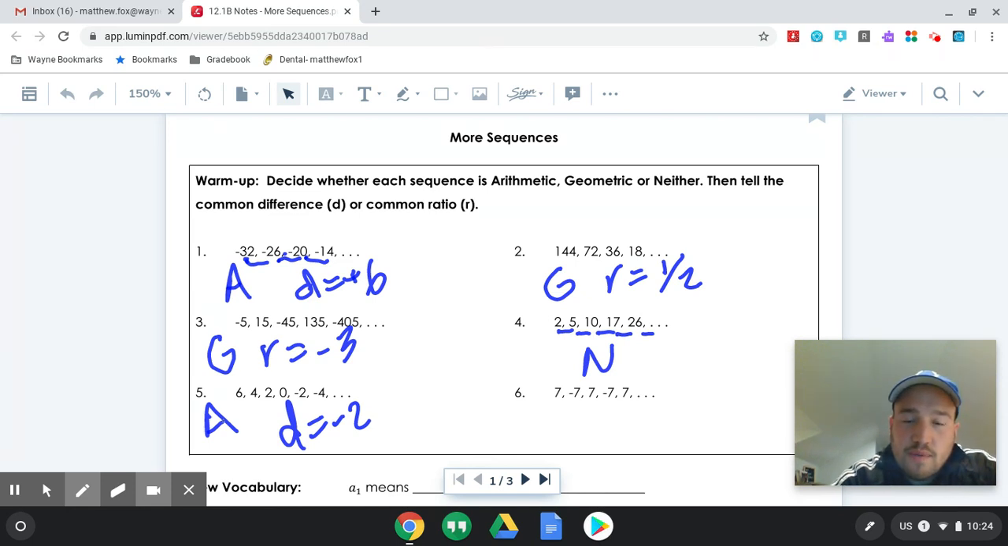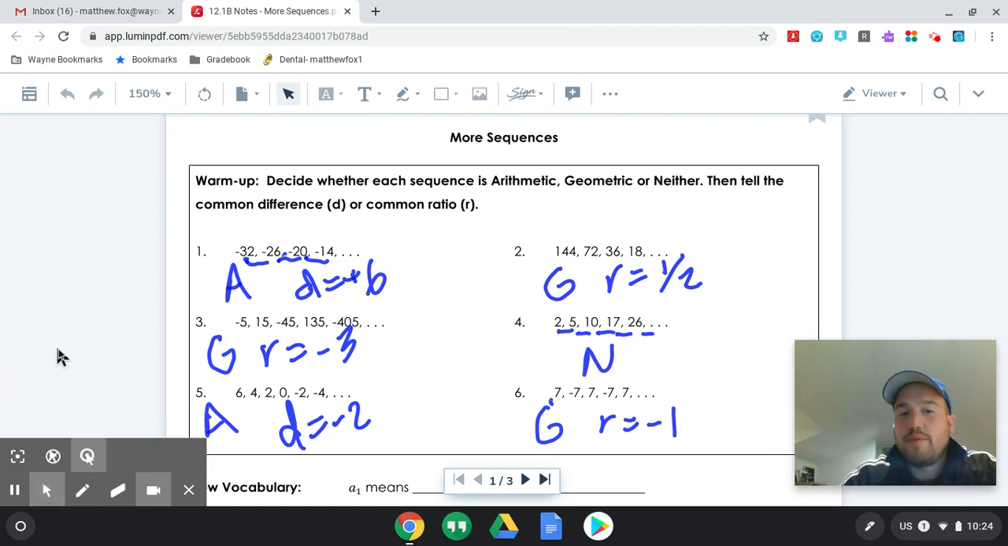And our final one, this one might fool you if you're not careful. Okay, 7, -7, 7, -7. It's the same numbers back and forth, back and forth. I'm guessing lots of you would choose neither. However, it's actually geometric, and the common ratio in this case is -1. Basically, if I multiply each of these by -1, I get the next term. So, that's just some warm-up from yesterday.